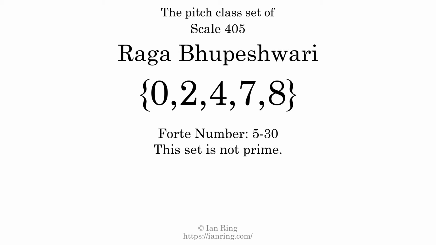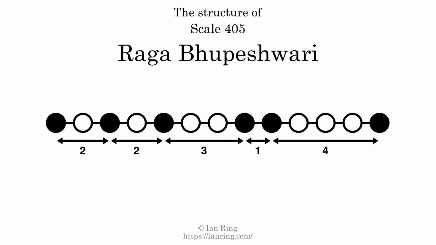The fault class is 530. This set is not prime. The structure of a scale is a description of the interval distance between each successive tone. This scale has a structure of 2, 2, 3, 1, 4.